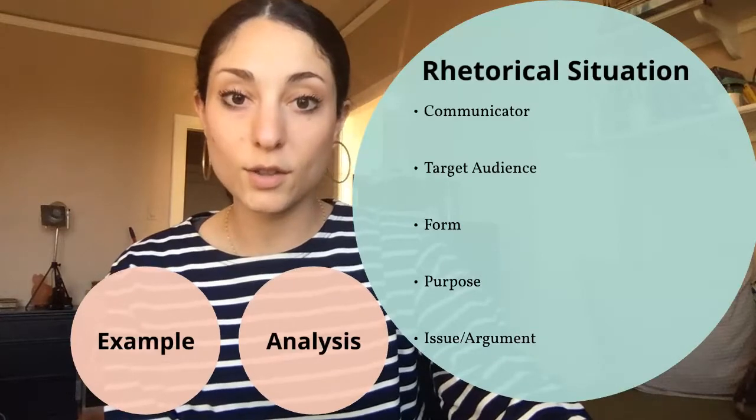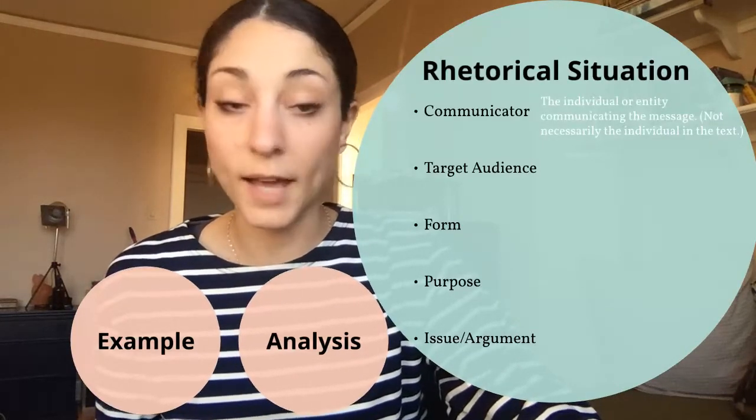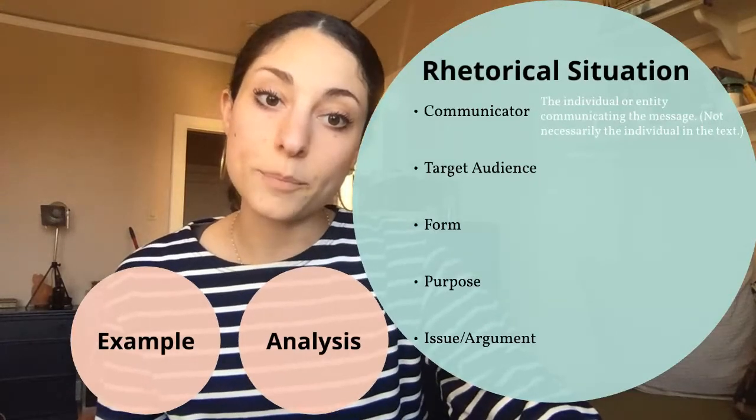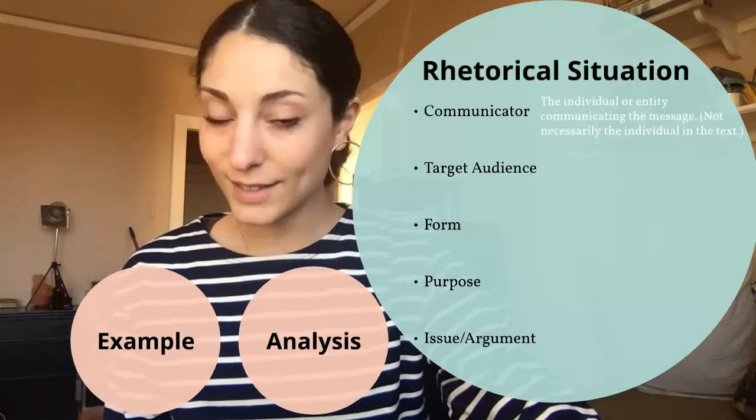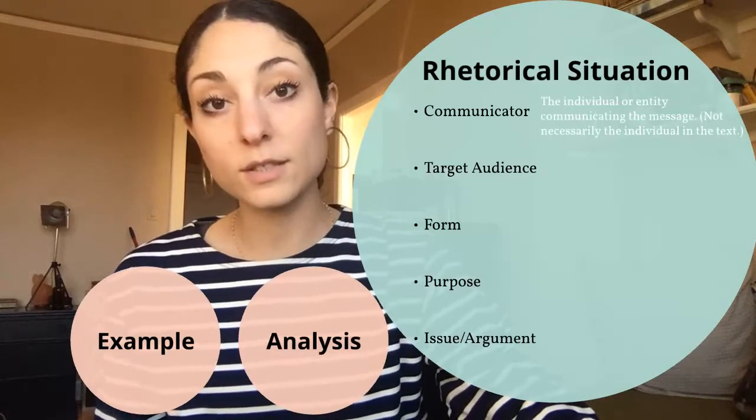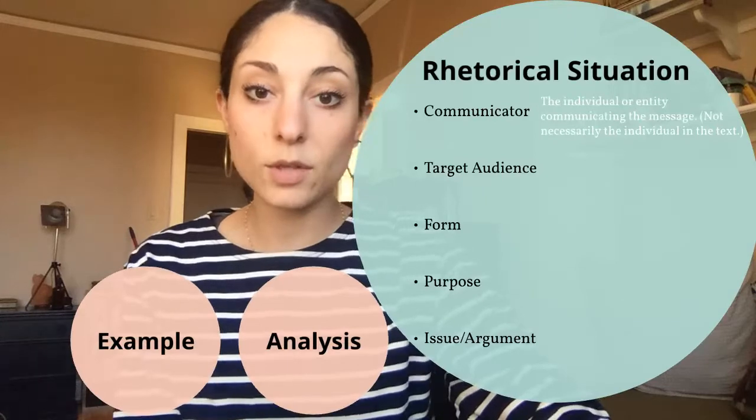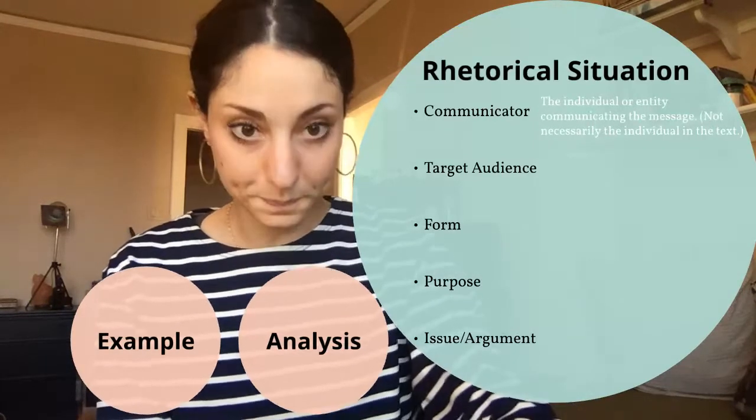First, you want to consider the communicator. Who created this text, this ad, this piece of writing, whatever it is? The communicator is not necessarily the individual in the text, right? Because we know that a lot of companies use celebrity endorsements to promote their product and so on. But the communicator is the company, the individual, the entity that is behind the message.